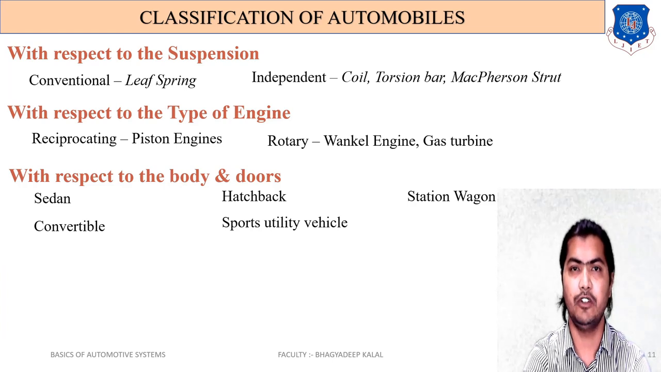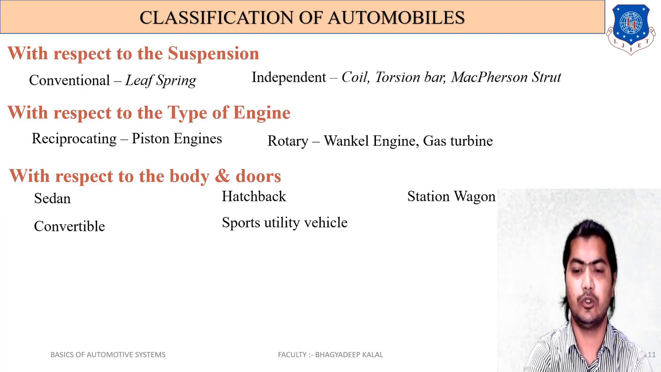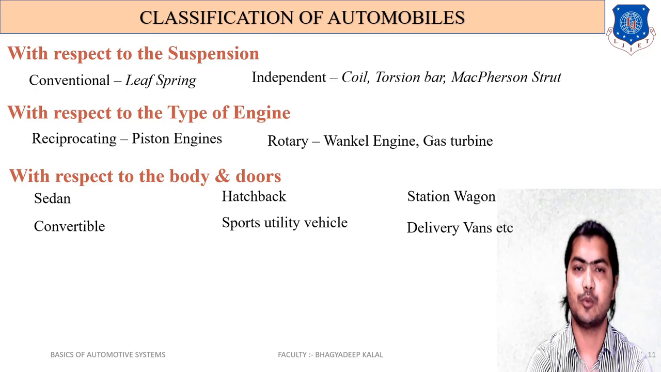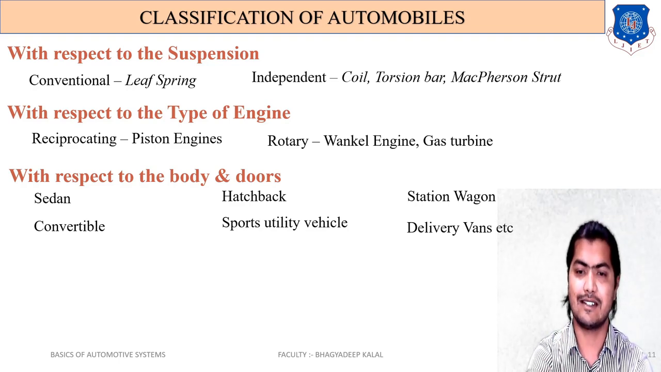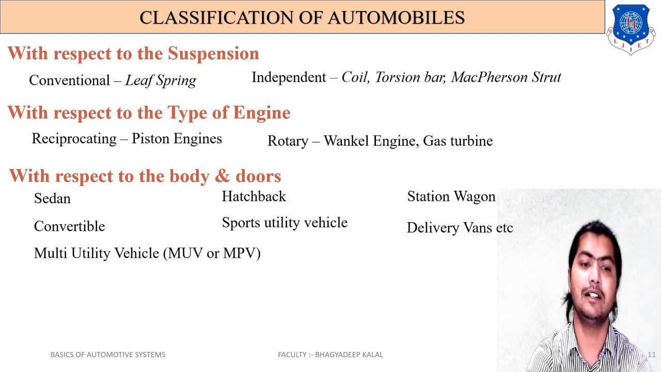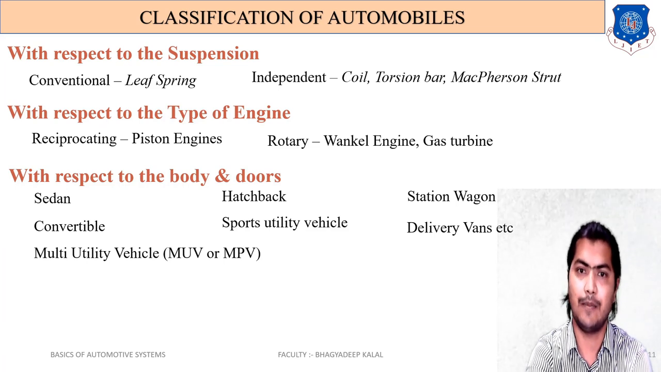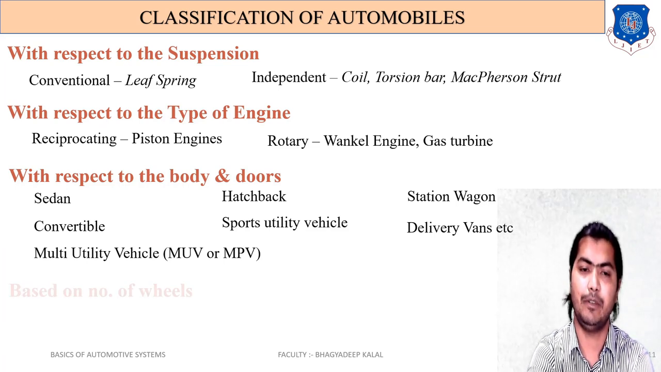is SUV, we know it as SUV. That means it is made for sports purpose and utility to bear high load, which is why it is known as a sports utility vehicle. It is a combination of sports and utility vehicles. Next, delivery ones, etc. Multi-utility vehicle is also one type of automobile, MUV or MPV.